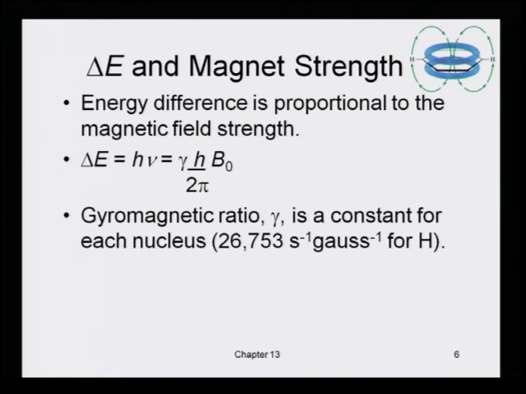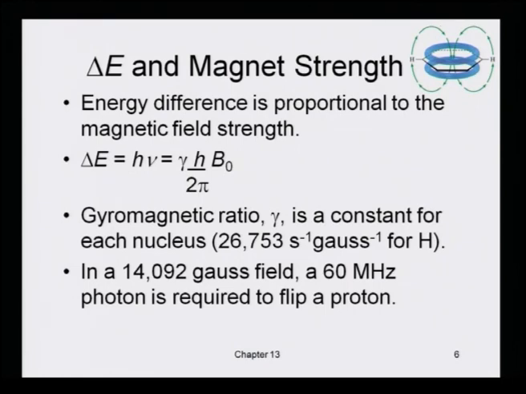Gyromagnetic ratio gamma is a constant for each nucleus, and it is expressed as 26,753 radians per second per Gauss for proton. So, you see that this gyromagnetic ratio is there for all these spinning nuclei that we had seen, the proton, the carbon 13, the nitrogen 15 and so on, and they will have a different gamma value for each one of them.